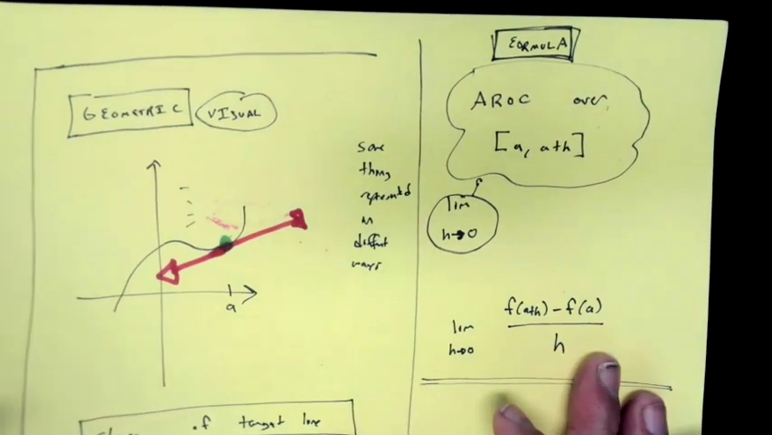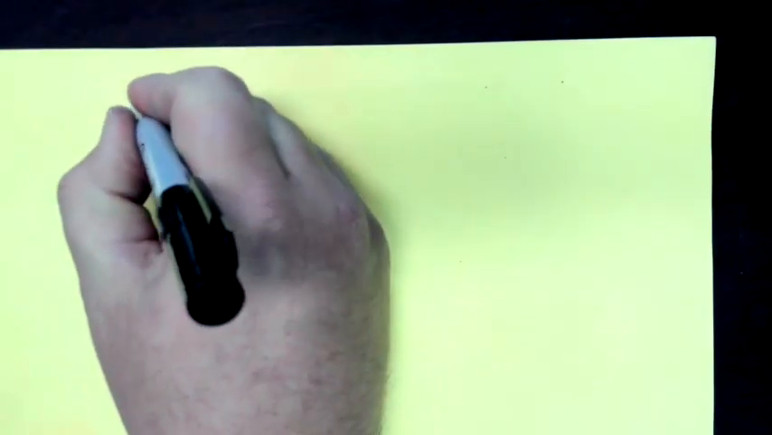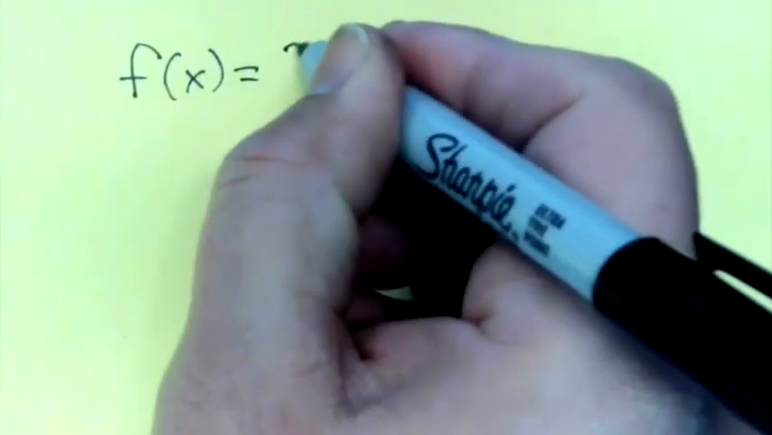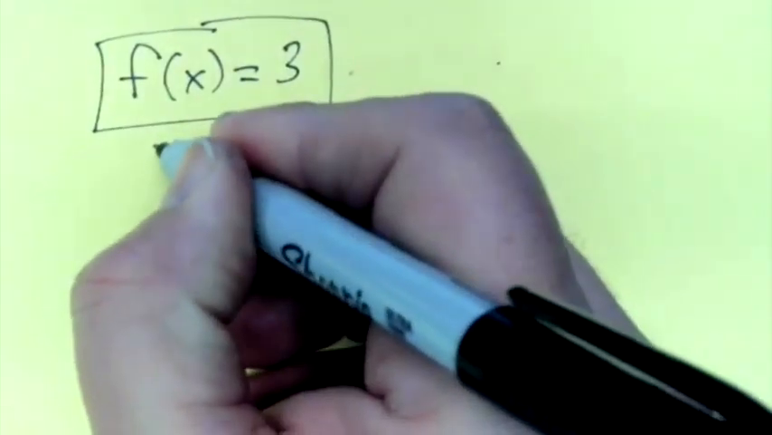Now, we have been over and over and over again calculating these for specific functions and specific values. Let's look at some different types of functions that we could do. What's the most basic type of function anybody could ever think about? Like the most boring function in the history of the world. f of x is equal to 3. This is a constant function.